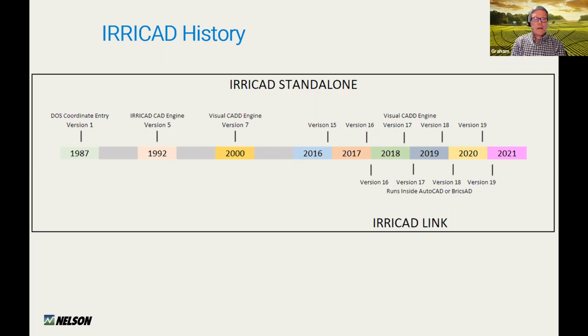Back in 2017, 2018, the IRRICAD people introduced a version of IRRICAD called IRRICAD Link. IRRICAD Link runs inside of AutoCAD or BricsCAD. That has been in the market now since the end of 2017, early 18. It's currently version 18, and version 19 will be released soon, and it will have the same features as standalone 19.